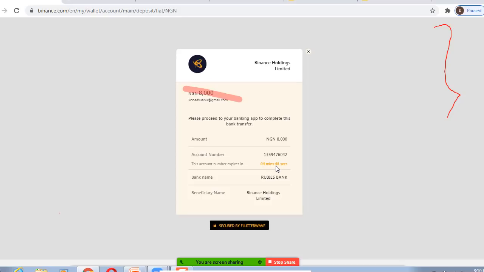It will reflect automatically. All you need to do, follow the link, do your registration. After the registration, ensure you follow the procedure in the group to do your verification. Ensure you do your verification before you deposit.